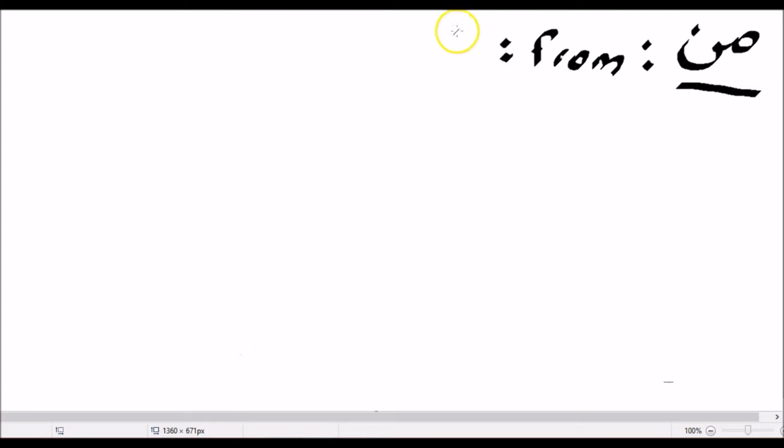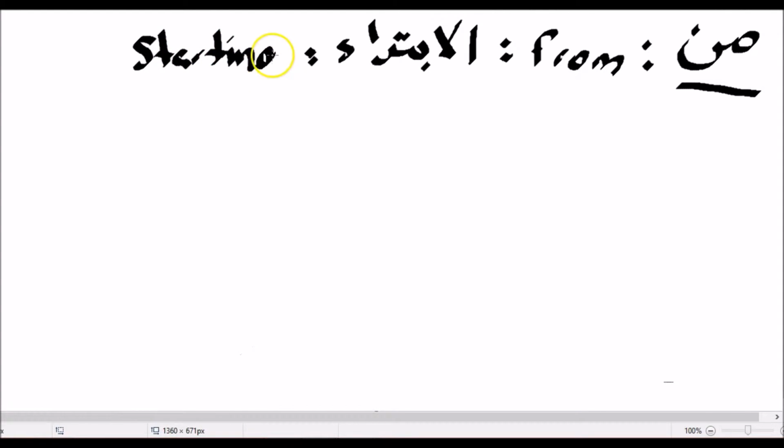However, in the Arabic language, it means al-ibtida. Al-ibtida means starting point. Obviously, it's from where you would start. So when you say min, it means that the phrase or word that comes after min is where you began.